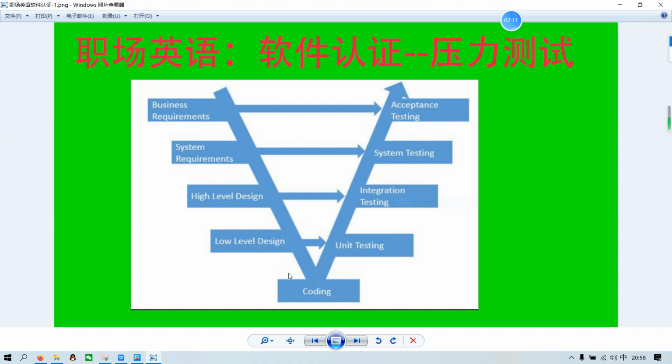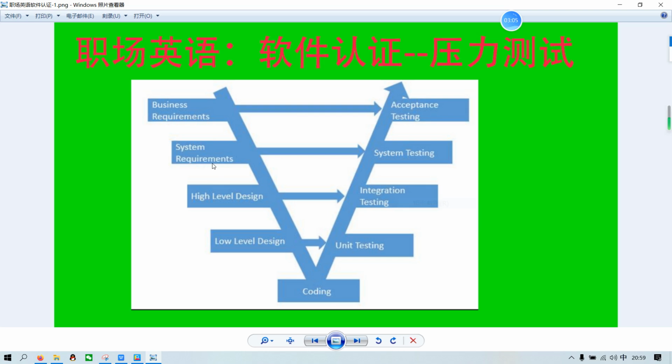We can see left side. Left side, in fact, it shows the software architecture analysis. First one is business requirements. Business requirements is from your customer. You should change your customer needs into the business requirements.